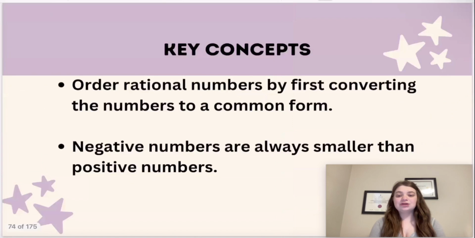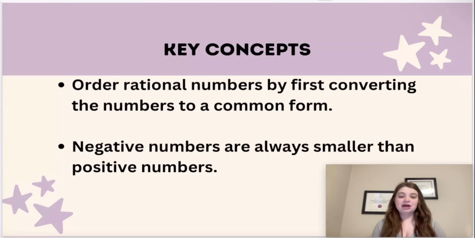So, the key concepts are that when we order rational numbers, we first need to convert the numbers to a common form. So, maybe we convert them all to fractions with the same denominator, maybe we convert them all to decimals. Typically, we will choose to convert them all to decimals in most situations, but we'll talk about for each individual case what the easiest way would be to get them all to be the same form.